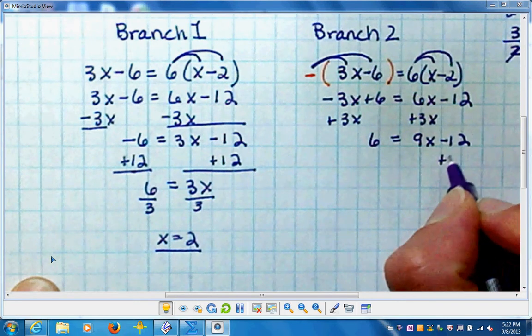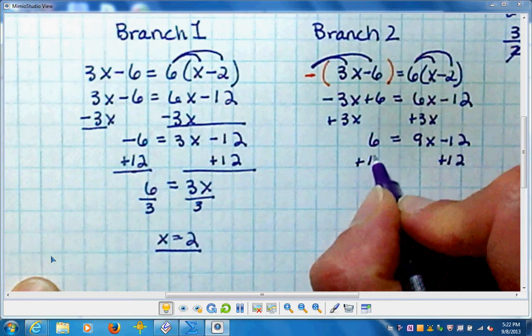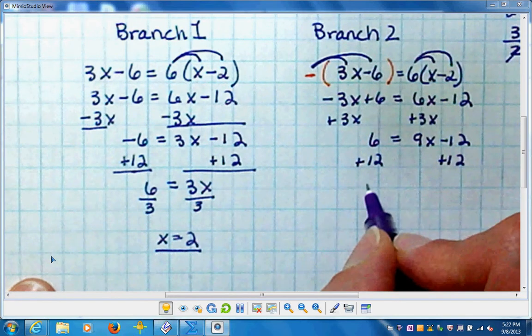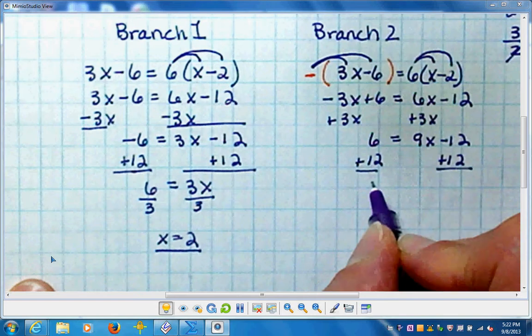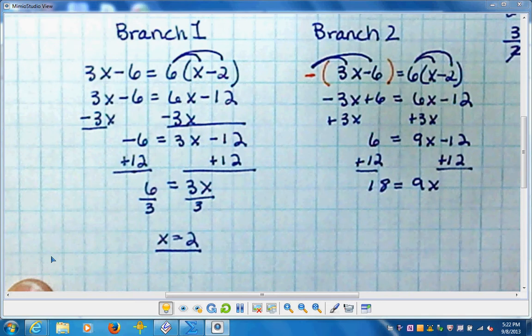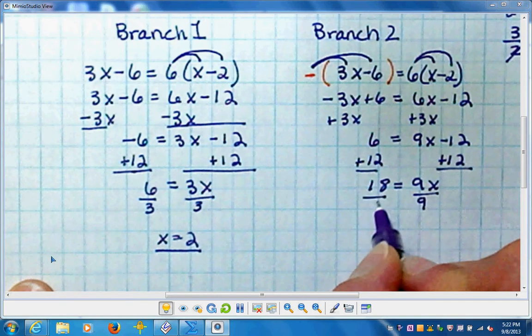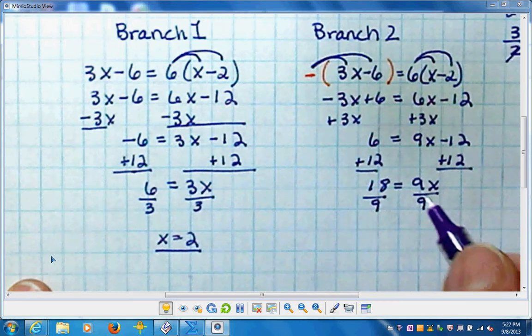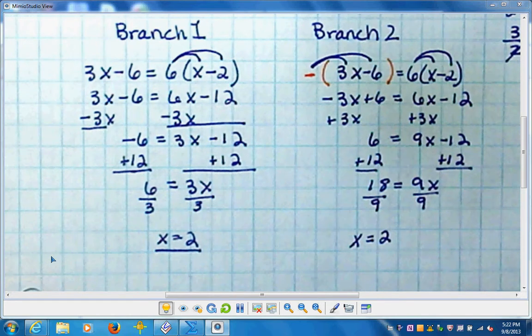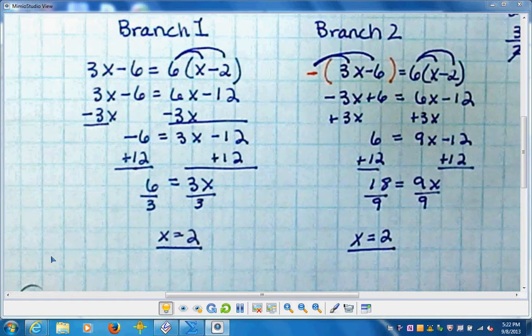And then I'm going to add 12 to both sides. So remember, I want to get all my like terms together. So that's going to give me 18 equals 9x. Because I want to get x by itself, I'm going to divide both sides by 9. 9 goes into 18 2 times. So x equals 2. Isn't that funny? I got the same answer for both branches.